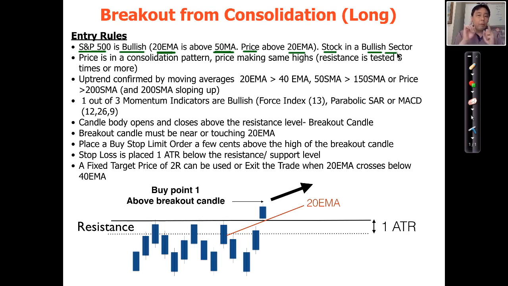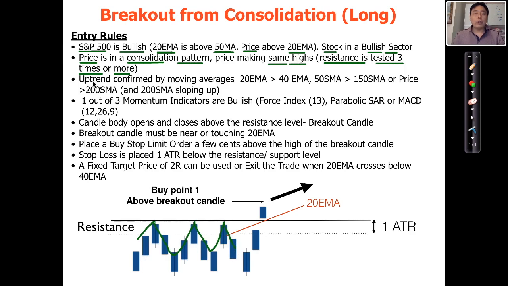Now, specifically for this strategy, we always want to ensure that the price is in a consolidation pattern. Again, I've mentioned before, it has to be making same highs, and resistance has been tested at least 3 times or more, right? So take a look at this graphic over here. It goes up test 1, test 2, and at least test 3.